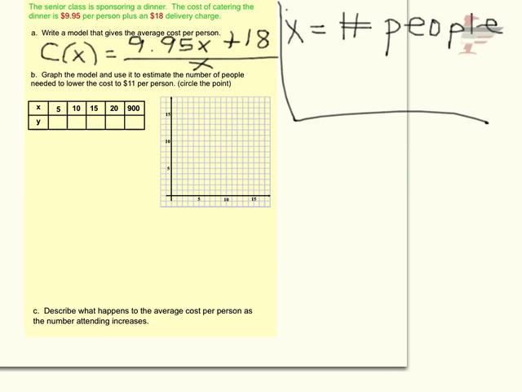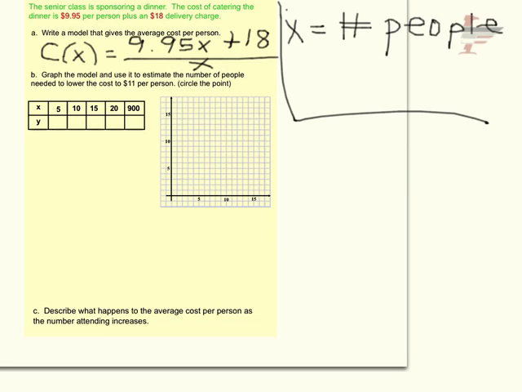Part B says graph the model and use it to estimate the number of people needed to lower the cost to $11 per person, and circle the point. So what I did was I just picked some random x values, 5, 10, 15, 20, and then 900, just to see what would happen. So far extreme, as you know, with this section, our graphs approach asymptotes.